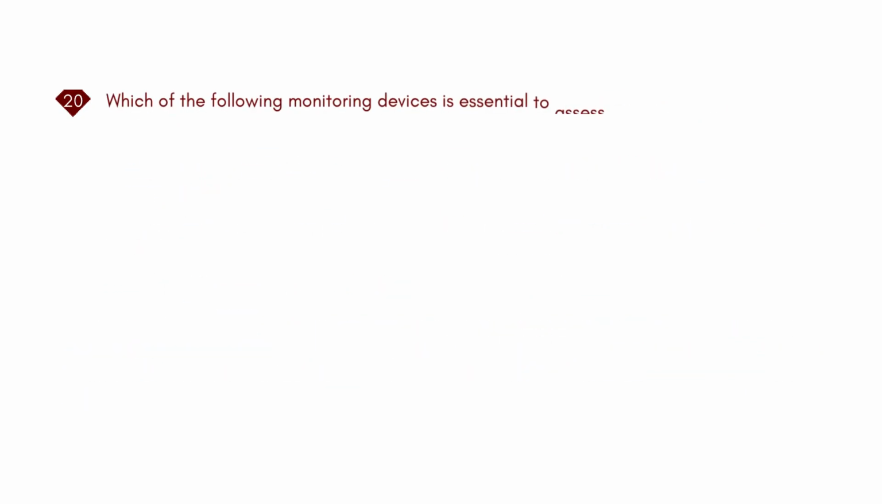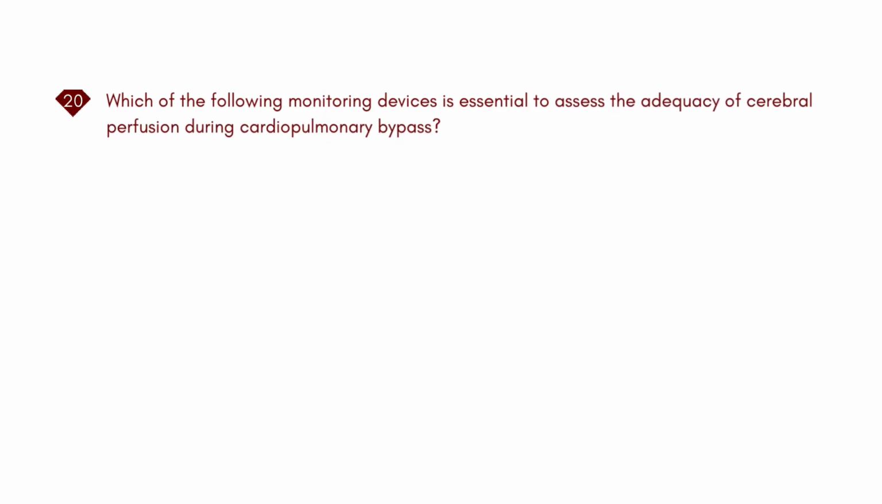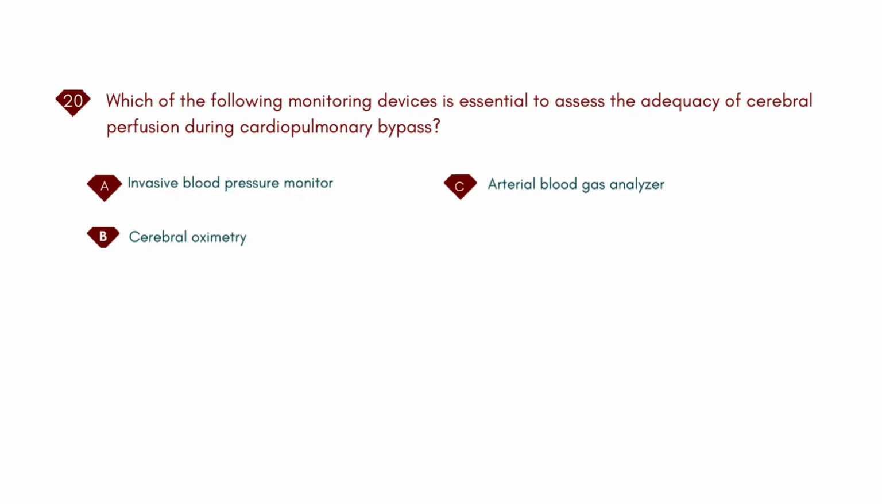Which of the following monitoring devices is essential to assess the adequacy of cerebral perfusion during cardiopulmonary bypass? A. Invasive blood pressure monitor. B. Cerebral oximetry. C. Arterial blood gas analyzer. D. Pulse oximeter. Answer: B.